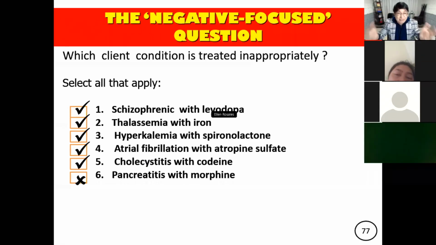This is what is difficult on the NCLEX. When you have a question like this that covers 6 different conditions and 6 different treatments that are inappropriate, it's not even asking you about the drug of choice. It's asking you which drugs are contraindicated. And you have to be very, very careful.